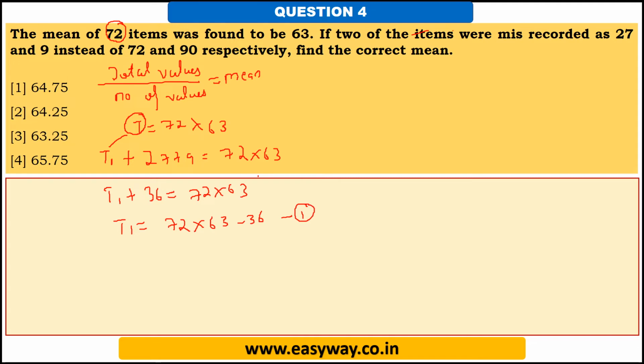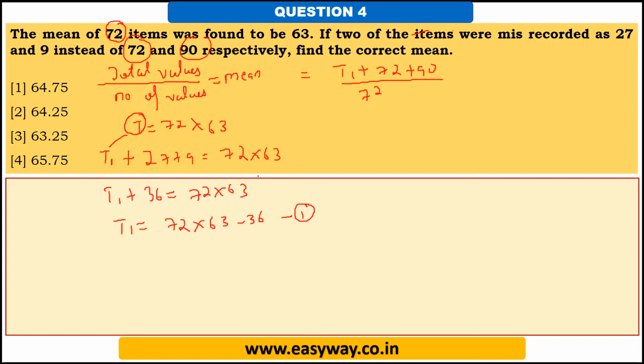Now next they have told us the correct values are 72 and 90. So if we have to find out the correct mean, we have to take the value of T1. T1 is the value of the other 70 items plus two correct values, that is 72 plus 90, and then divided by the number of values, that is 72. Then we'll get the correct mean. So our answer will be T1 plus the correct values, 72 plus 90, upon the number of items, that is 72. This will be the correct mean.